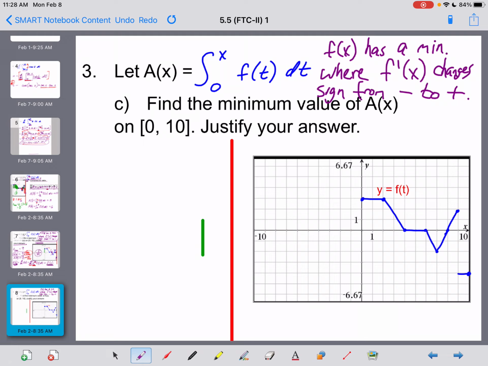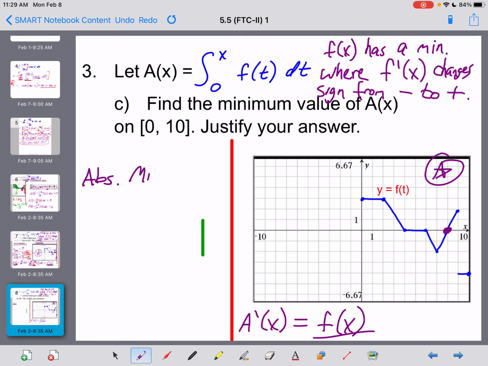decreasing to increasing. So if we recall, everybody, that the derivative of a, a prime of x, is just going to equal f of x, which is this graph right over here, we just need to find where this graph changes sign from negative to positive. And the only spot where this function was negative but then becomes positive is right here at 8. That's the only one.